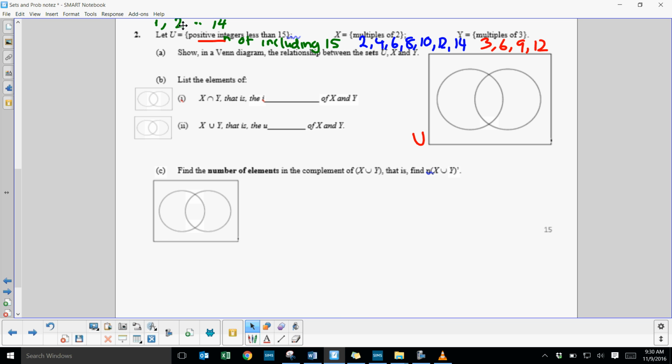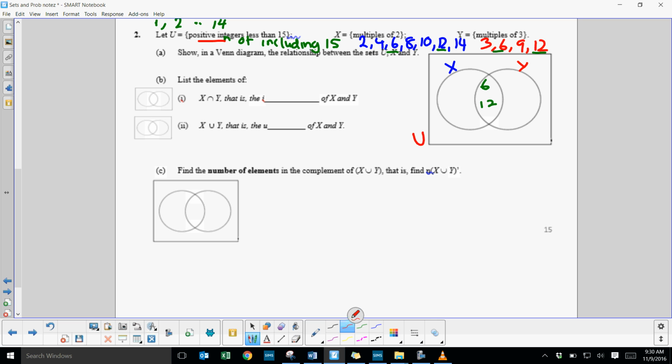So maybe let's fill in the intersect first. It's a good idea to go from the center outwards. What numbers happen to be both multiples of 3 and multiples of 2, and they're less than 15? The answer would be 6, because you've got 6 in both of them. So 6 goes into the intersect, and so does 12. I probably also need to label my sets. So let's label X, and let's label the other one Y.